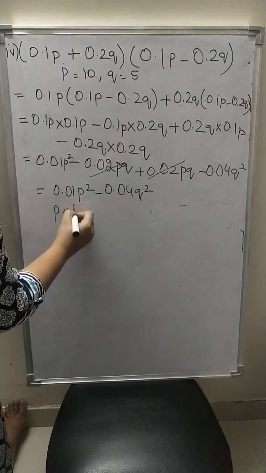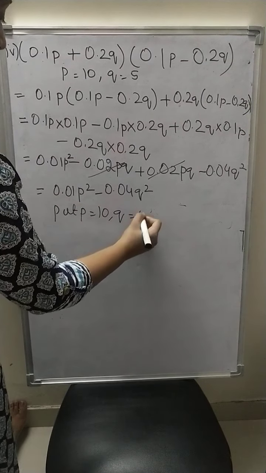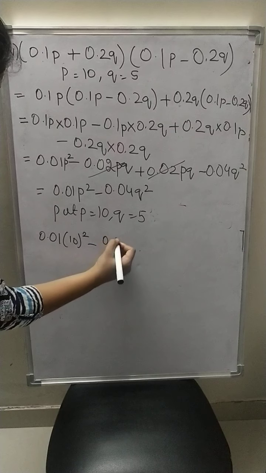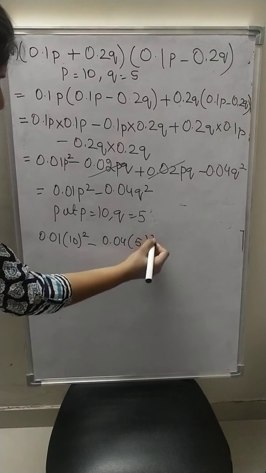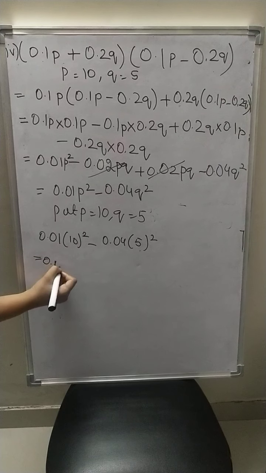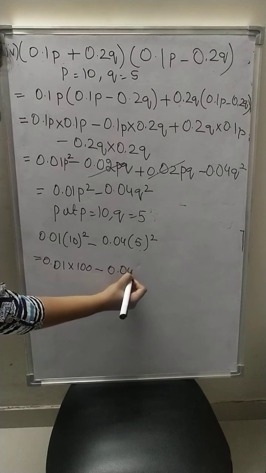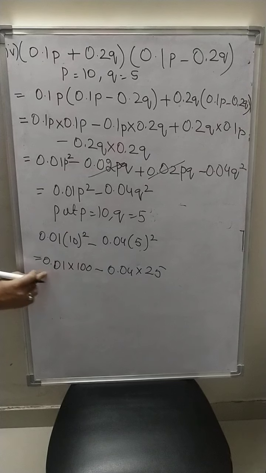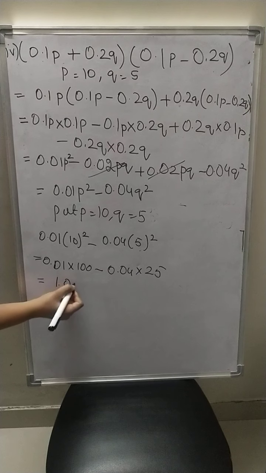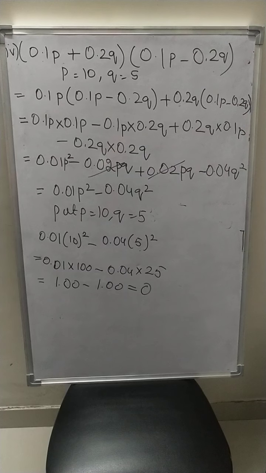Now I'll put the values. P is 10 and the value of q is 5. So 0.01 into 10 square minus 0.04 into 5 square. Now 0.01 into 10 square is 100 minus 0.04 into 5 square is 25. So I will multiply this and I will get 1.00 minus 1.00, and the answer will come out to be 0. So that was all about your question number 2.